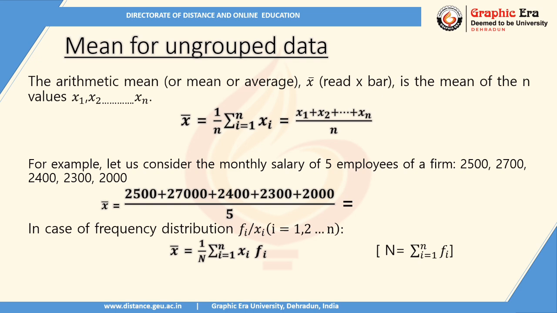So mean is of two types because there is data of two types. One is grouped data and another one is ungrouped data. So first we will discuss the ungrouped data. Ungrouped data is where the frequency is not given. So to find the mean for this kind of data, the arithmetic mean or average, it is generally represented by x bar.